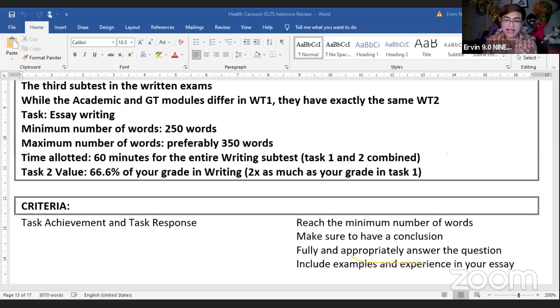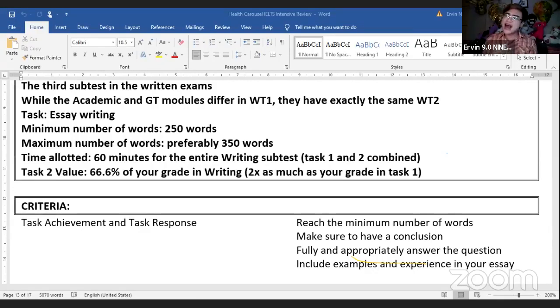But perhaps those who answered good are those who are going to the United States of America. Why is this good news? 6.1 if you're targeting America. And that's because US does not require a specific band score in writing. Even if you get a 6 in writing, you can still go to the United States of America for as long as your speaking is 7 and your overall band score 6.5.